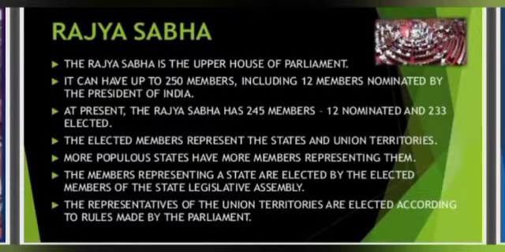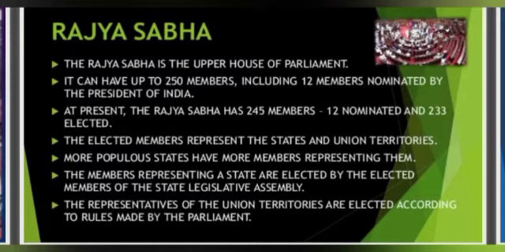Now we have discussed the Lok Sabha. Now let's go on with the Rajya Sabha. The Rajya Sabha is the upper house of the Parliament. It can have up to 250 members, including 12 nominated by the President of India. At present, the Rajya Sabha has 245 members, 12 nominated and 233 elected. The elected members represent the states and the union territories.